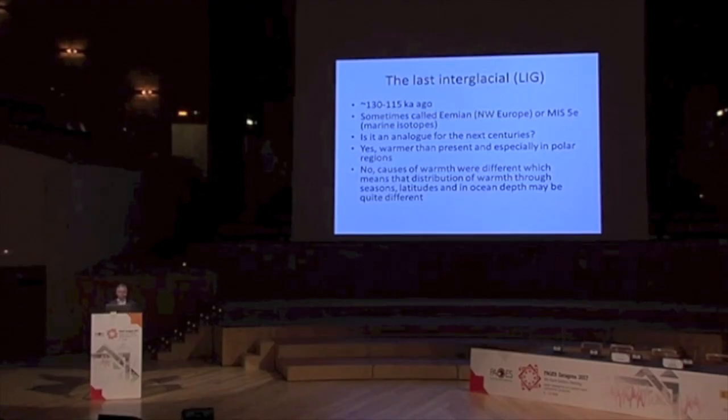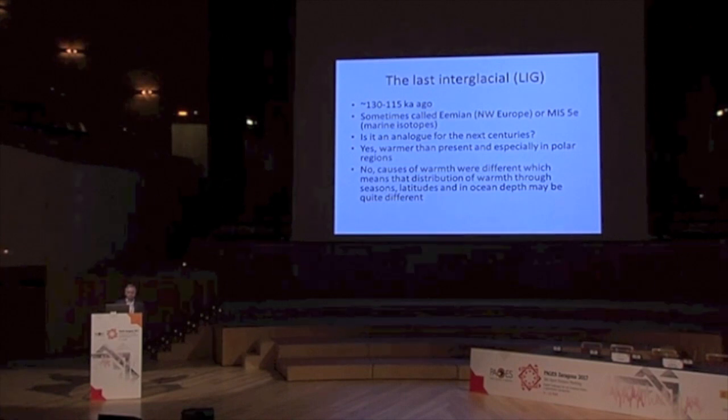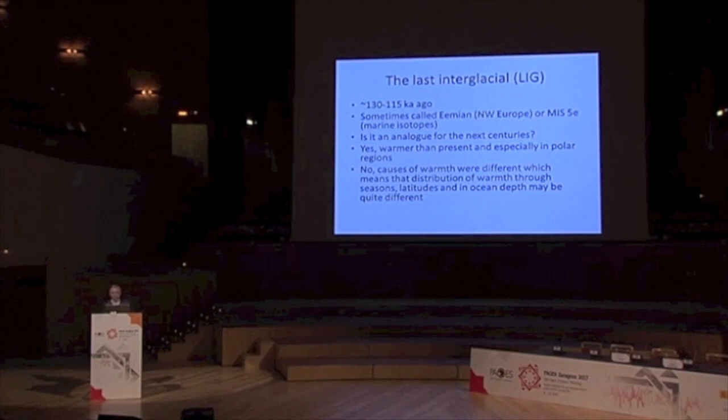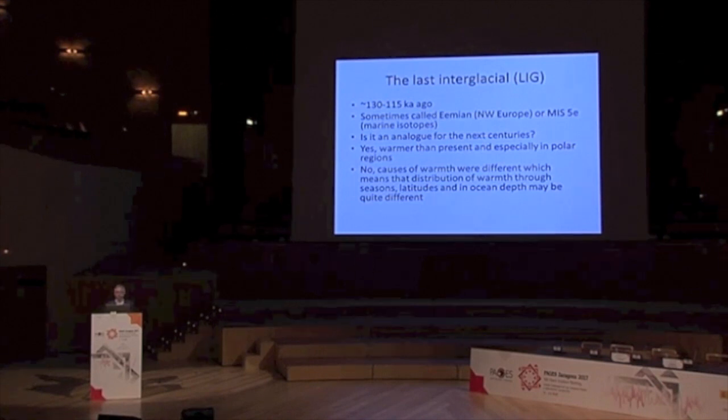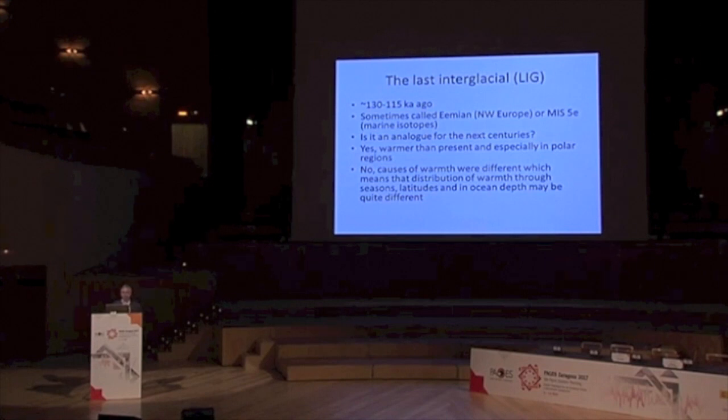It's yes because it's warmer than present, and particularly in the polar regions. And no because the causes of warmth were different, which means that the distribution of warmth throughout all these things, seasons, latitudes, and ocean depth, is very different from what we're expecting in the future. So you certainly can't say that stage 5e is like the future, and saying what happened to sea level when it was 1 degree warmer than present is kind of irrelevant. What you want to know is what happened to sea level when the polar regions had a particular temperature.